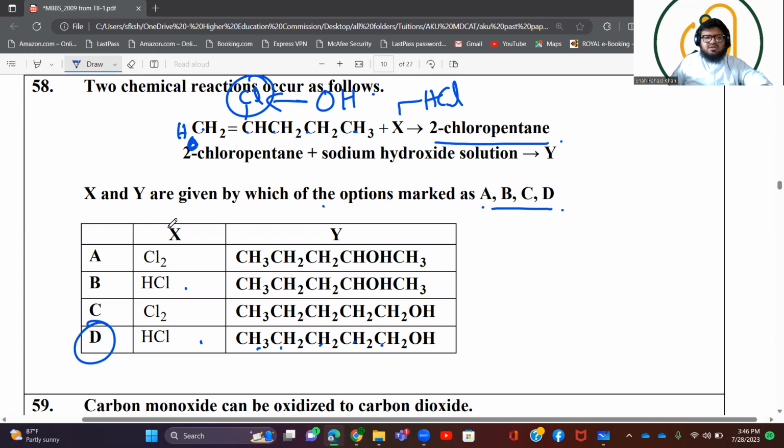So option D. But there's a problem with option D. The OH group is on the last carbon. In option B, you still have 5 carbons, but this time the OH group is over here on the second carbon. So option B is correct, not D.